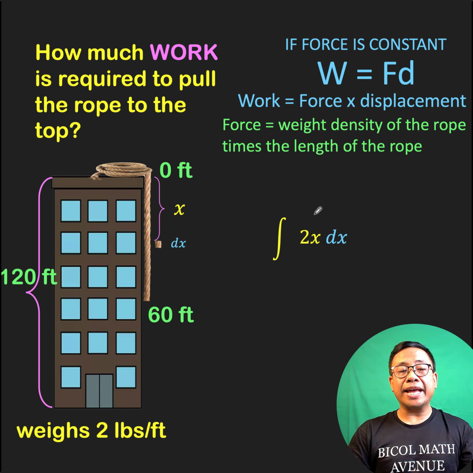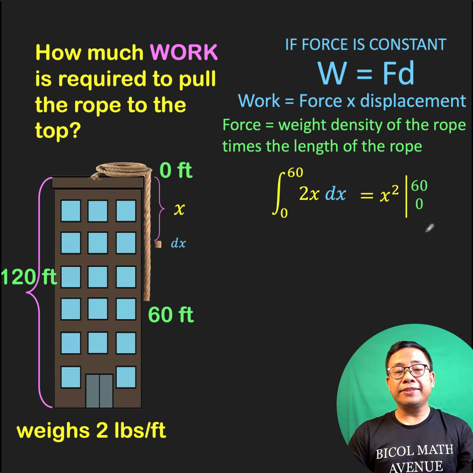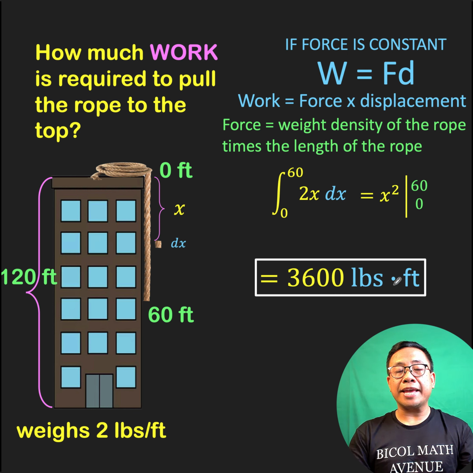And we would like to get the summation of all those tiny pieces from x equals 0 up to x equals 60. And so we now arrive at this definite integral. The antiderivative of 2x is x squared, and we are going to evaluate this from x equals 0 to x equals 60. And this gives us a value of 3,600 pounds times feet for the unit. So the amount of work needed in order to pull the rope to the top of the building is 3,600 pounds times feet.